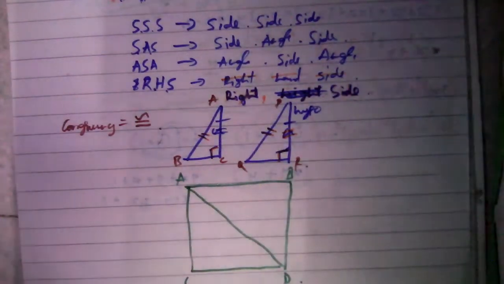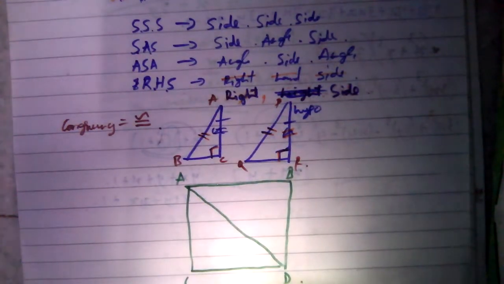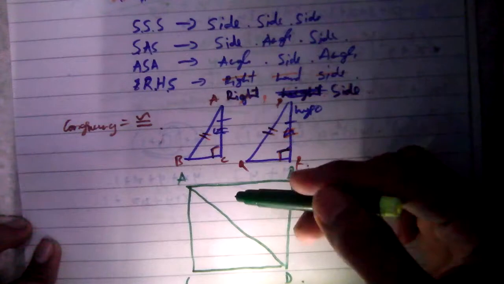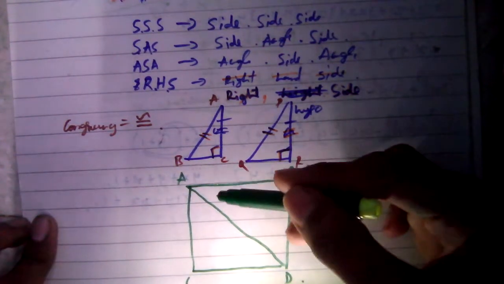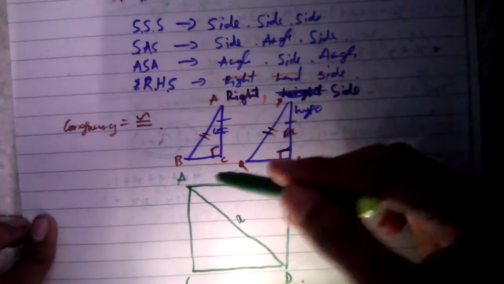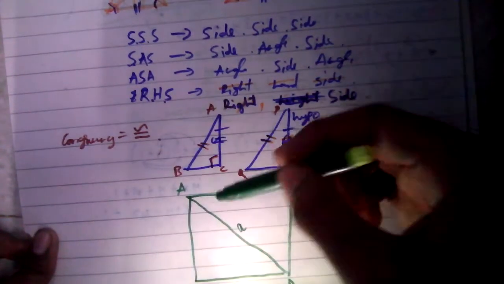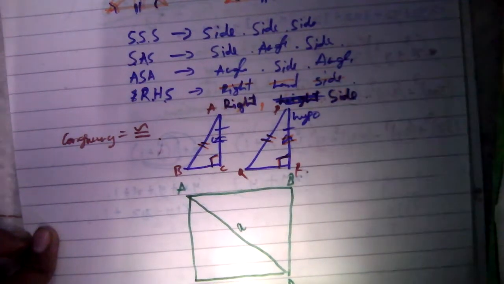Okay, now let's build up a problem. ABCD is a square and AD measures a centimeters. Are triangles ACD and BDA congruent to each other, and if yes, verify it.